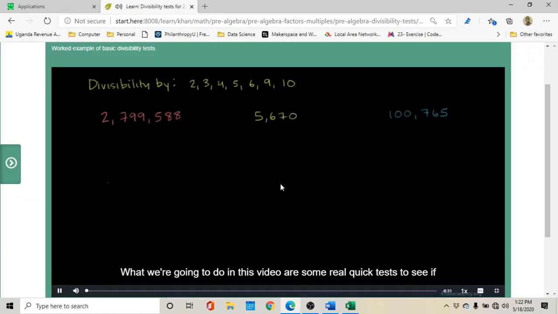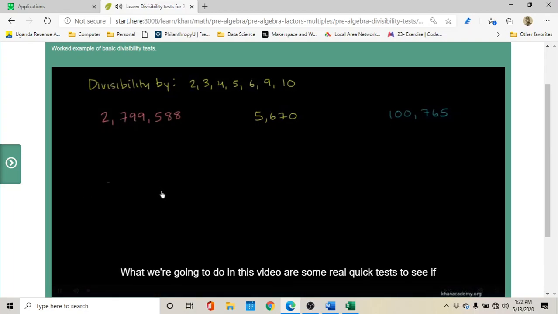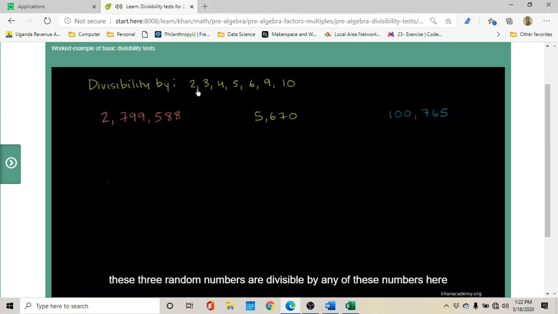Let's play it. What we're going to do in this video are some real quick tests to see if these 3 random numbers are divisible by any of these numbers here. And I'm not going to focus a lot on the why of why they're divisible. We'll do that in other videos. But really just to give you a sense of how do you actually test to see if this is divisible by 2 or 5 or 9 or 10.